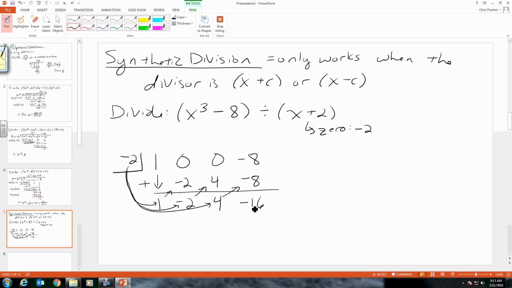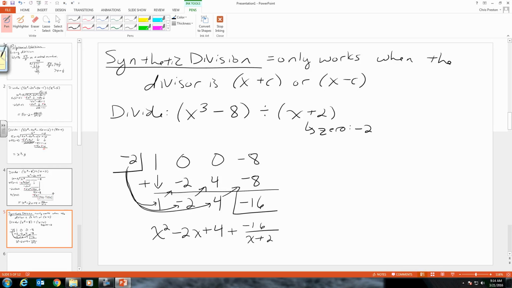These are the numbers that go into the answer. So if you look at what we're dividing, and you just look at the first term divided by the first term, x cubed divided by x would give you x squared. That's where this one starts. This is a 1x squared, or x squared. And then we have the next power of x, so -2x, which brings us to the next spot, the constant. And then this number back here is the remainder. So plus -16 over my divisor, x plus 2, what I was actually dividing by.